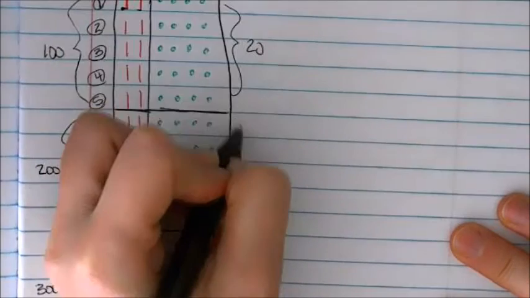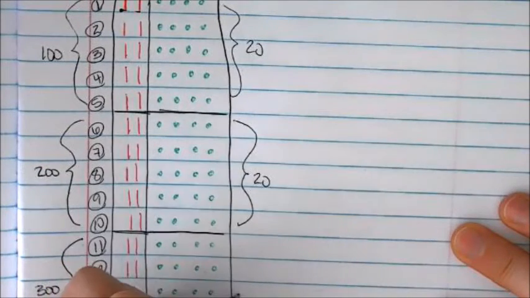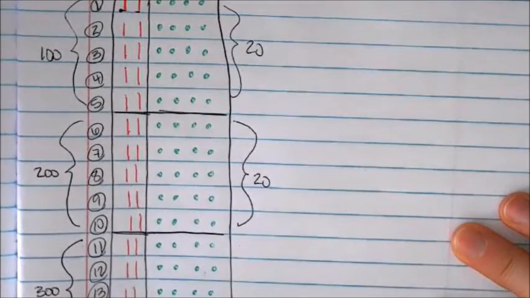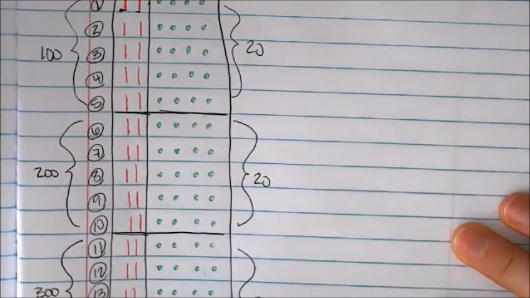So here's 20, 20, 1, 2, 3, 4, 5. That would be another 20, 1, 2, 3, 4, 5, and that is another 20.